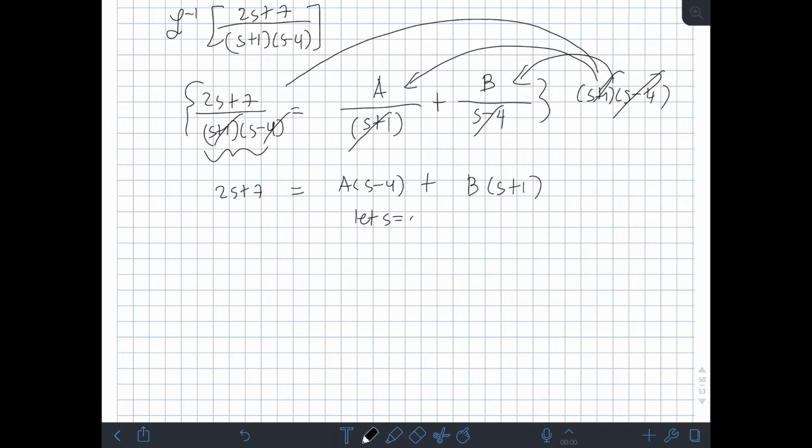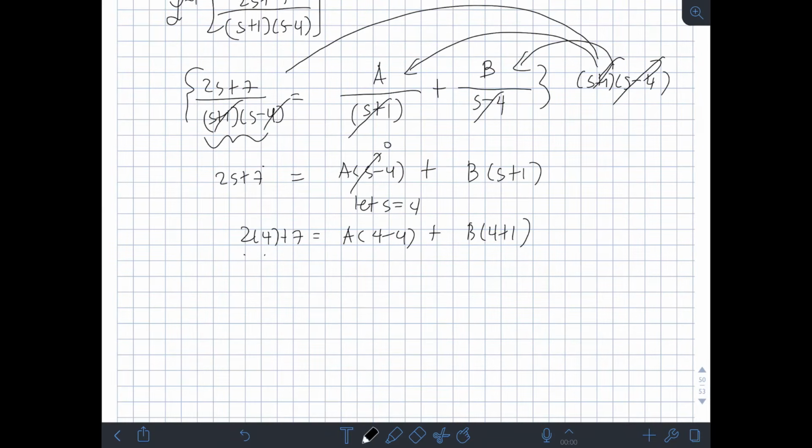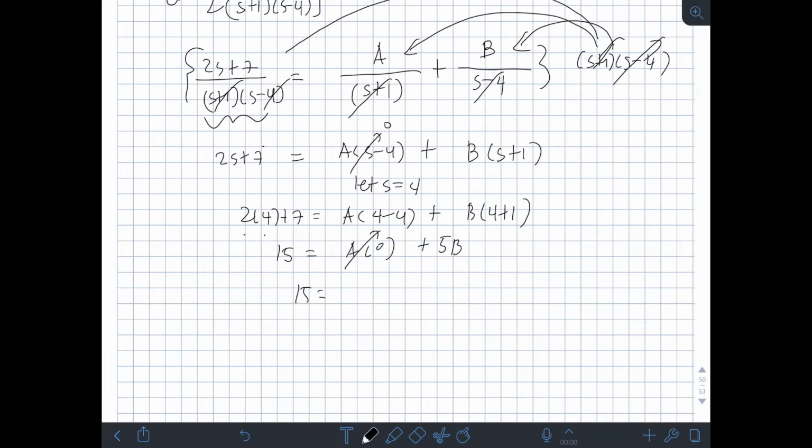So, let's say, let s be equal to 4 para makancel natin si a. So, substitute natin sa lahat ng s is 4. So, 2 times 4 plus 7 is equal to a times (4 - 4) plus b times (4 + 1). So, magiging 2 times 4 is 8 plus 7 is 15 equals, ito, a times 0. So, makakancel si a plus b times 5. So, parang 5b. So, magiging 15 is equal to 5b. Divide both sides by 5. We have b is equal to 3.